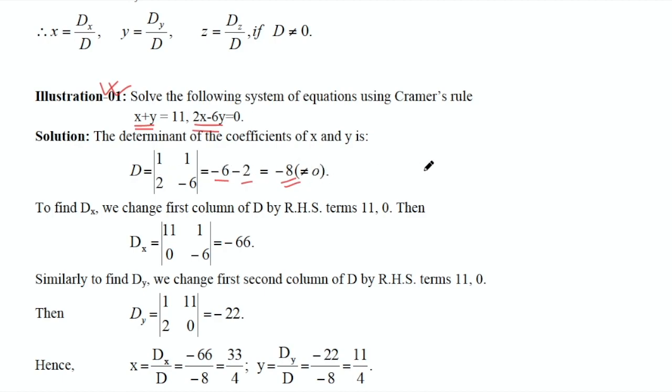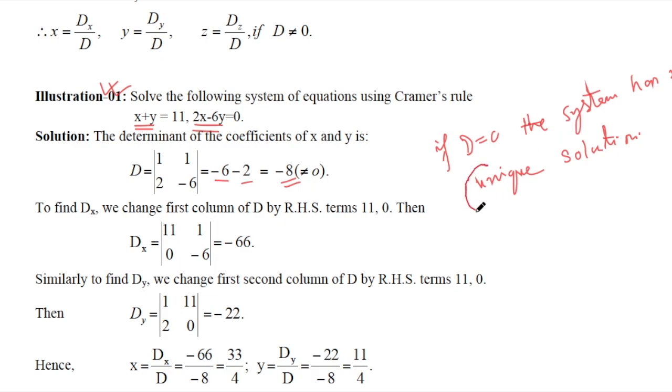If D equals 0, then the system has no unique solution. So when the determinant of the coefficient matrix equals 0, what will be your answer? The system has no unique solution. This word unique is very, very important in this case, because the system may have infinitely many solutions. But when D equals 0, the system has no unique solution.